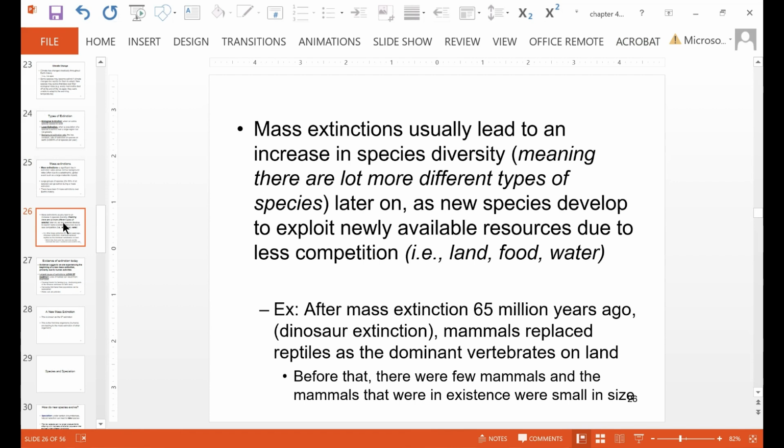After the mass extinction 65 million years ago, when the dinosaurs went extinct, mammals replaced reptiles as the dominant vertebrates on land. Before that, there were very few mammals, and the mammals that were in existence were small in size. So the number of different types of mammals increased, and that was to fill in the niches that were left behind by the mass extinction.